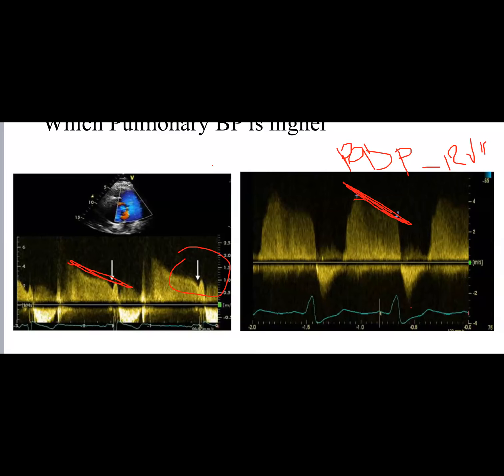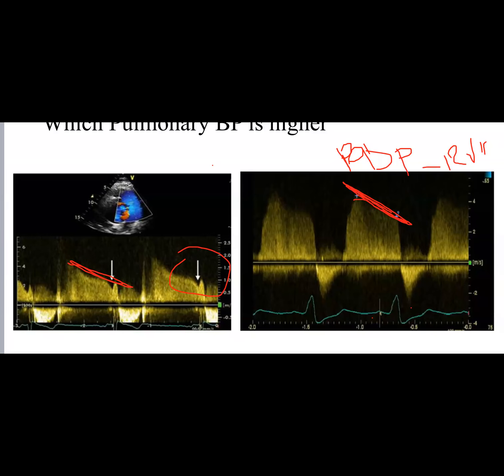Yes. So it is this gradient that's the one which propels this PR. It's the pulmonary diastolic pressure minus the RV diastolic pressure. Good. Now, what is the atrial dip here? The one we see on the left. The atrial dip is what?